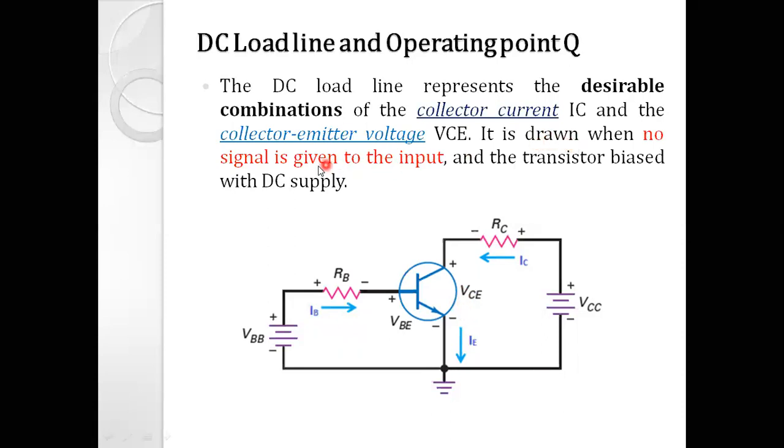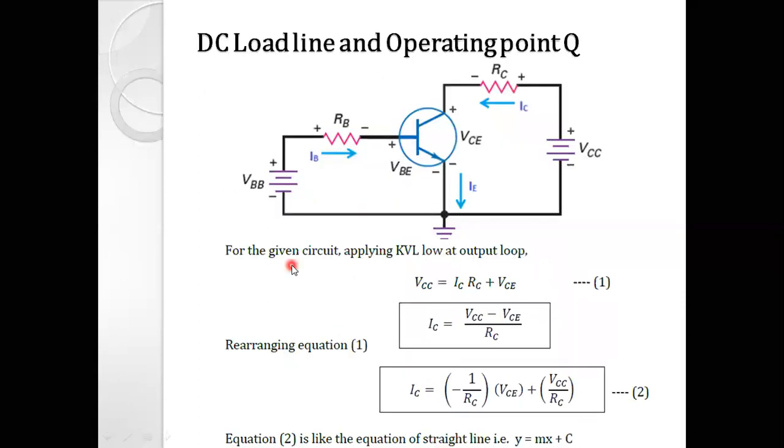It is drawn when no signal is given to the input, right? Now we'll see that the DC load line is drawn on the output characteristic of this common emitter configuration. You will better understand at that point of time. But while plotting that DC load line on that graph, we have to make sure that there is no signal given at the input terminal, so this input side should behave as an open circuit, and the transistor is biased with the DC supply. We have to make sure that VCC is connected to the transistor, for the given circuit, right?